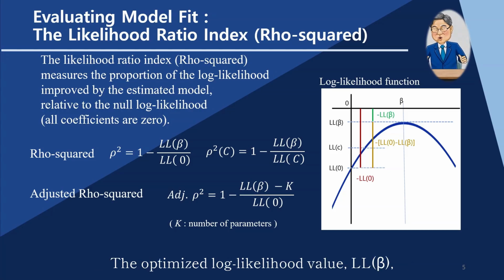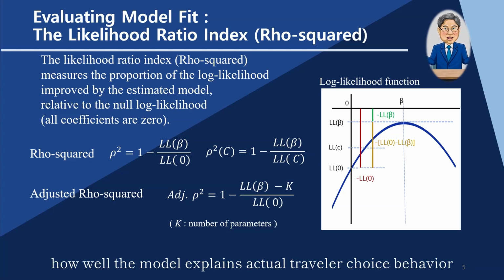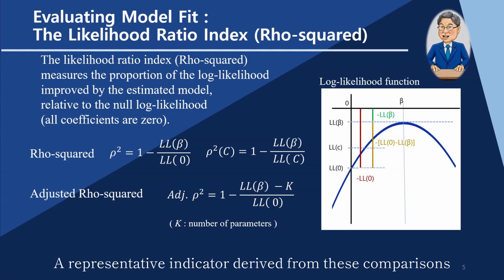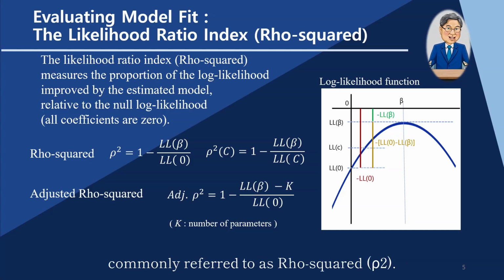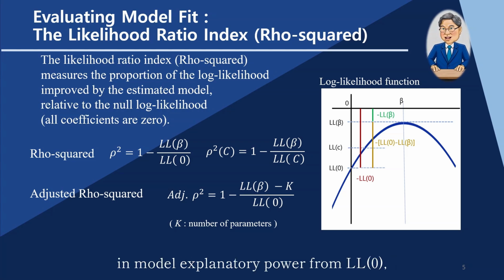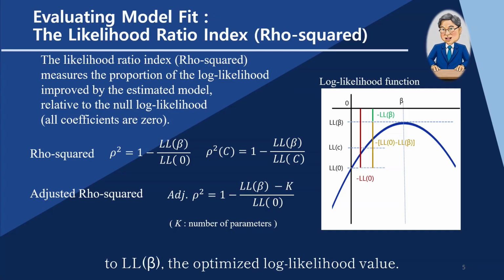The optimized log likelihood value, LL of beta, allows us to objectively quantify how well the model explains actual traveler choice behavior by comparing it with the baseline measures LL of 0 and LL of C. A representative indicator derived from these comparisons is the likelihood ratio index, commonly referred to as Rho-squared. The Rho-squared index represents the proportion of improvement in model explanatory power from LL of 0, the baseline of no information, to LL of beta, the optimized log likelihood value.